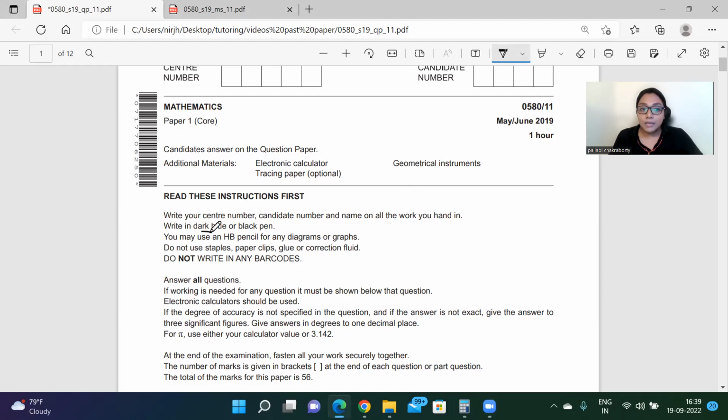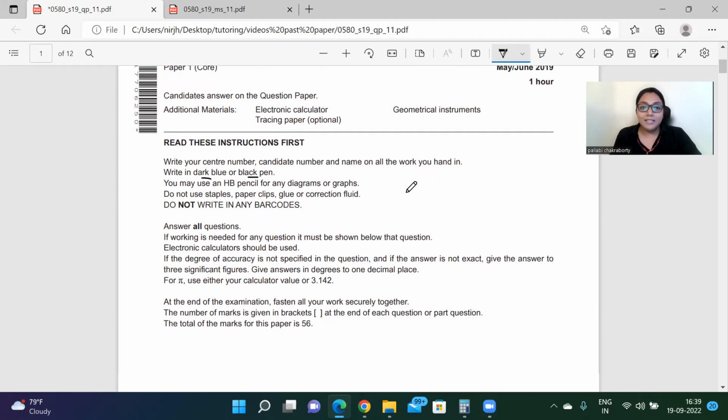Remember, you can use dark blue or black pen. I will try to use these two colors as much as possible. When I have to explain something, maybe I'll go for a different color so that you know that this is not the part of the question paper. Okay, let's begin shortly.